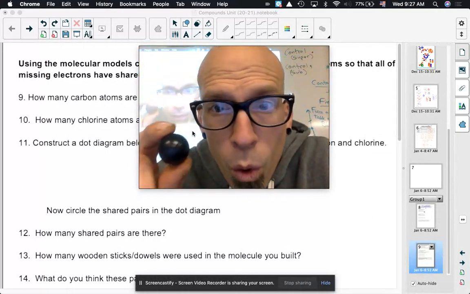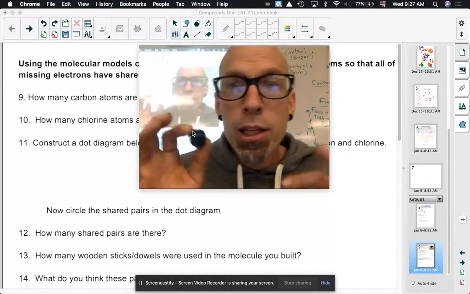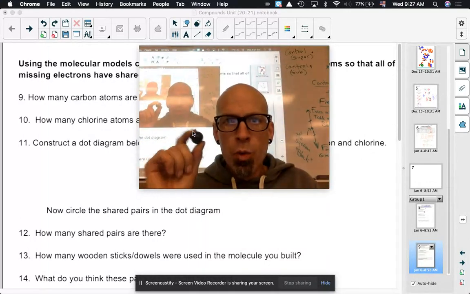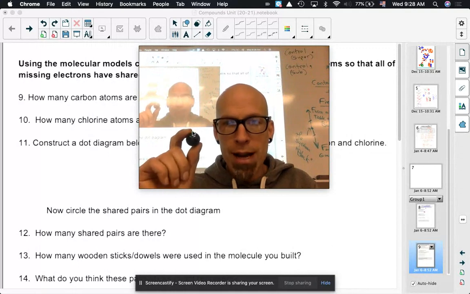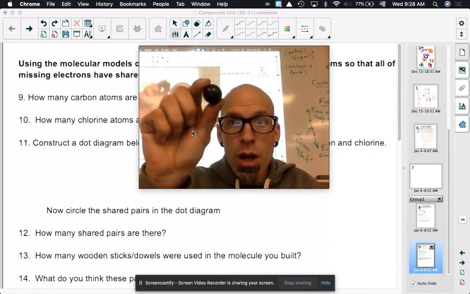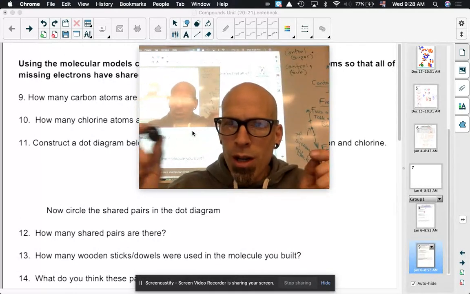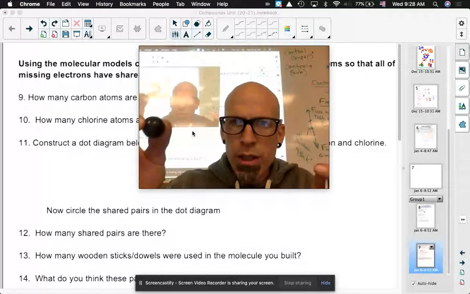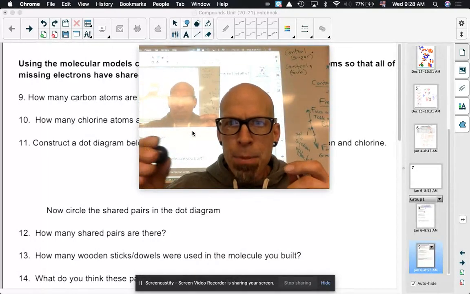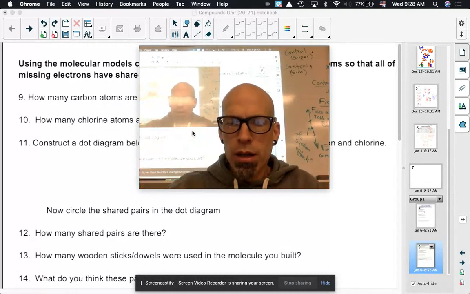And because there's four holes on this one, which element would that be that you just sketched? Which one had four empty spots? Carbon, right? So this black one here represents carbon, which is interesting because remember, carbon is black. Like we did in the element lab, carbon itself is black.